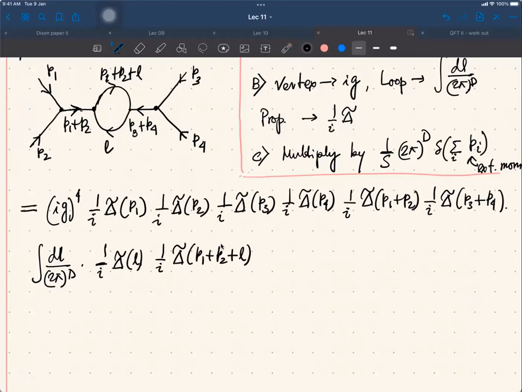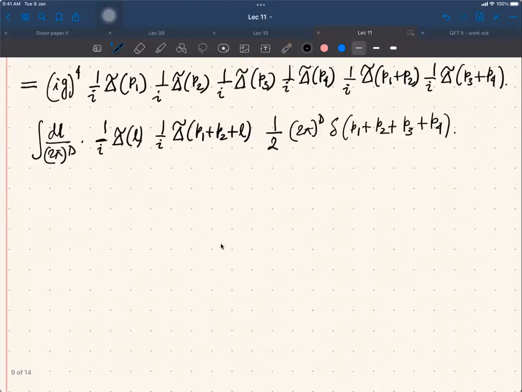And finally, the overall factor, which is the symmetry factor 1 over S, and S is here 2 because there is a twofold symmetry for the interchange of these two lines in the loop. And then (2 pi)^d delta for overall momentum conservation. That's the mathematical expression. Let's do another example in G tilde 4.